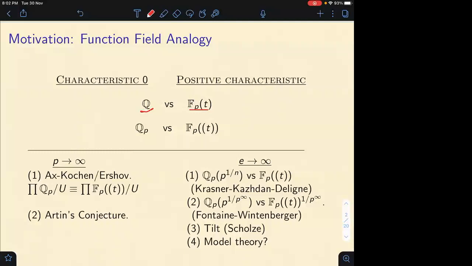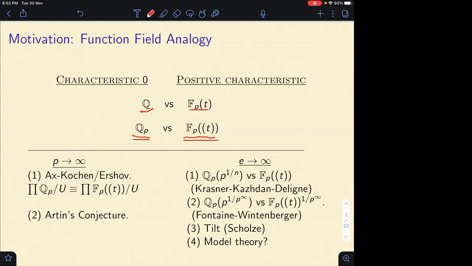Now, there is also a local function field analogy, which is the analogy you get by forgetting all of the primes except one. So let's localize the situation by passing to completions. So here we have the p-adic numbers. And on the other side, we have Laurent series over a finite field. And at this local level, the similarities between the two fields are even visible from the way the fields are presented to us.